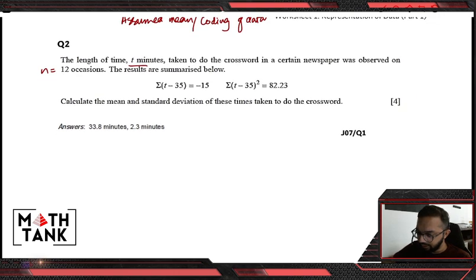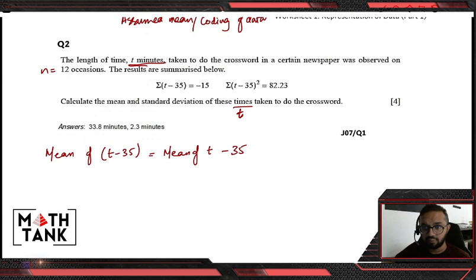It says calculate the mean and standard deviation of these times. So I'm asking you to calculate the mean and standard deviation for t. Times is t as illustrated in the first sentence of the question. So if you followed the videos, what I generally say is that you have to remember these two ideas, and that simply is that if you use the adjusted values to calculate the mean, it's basically the mean of t minus 35. So the individual observations are not there. I just have the adjusted numbers.